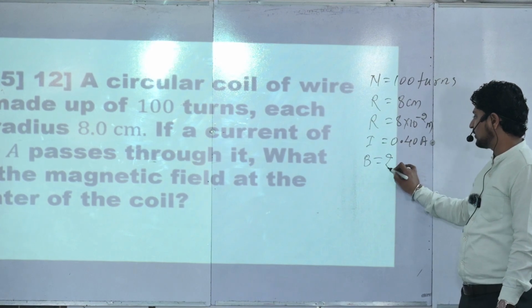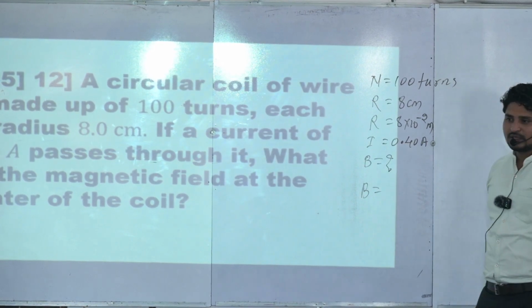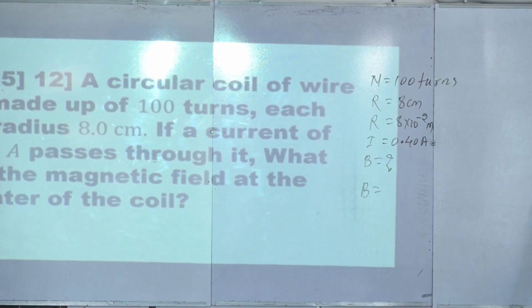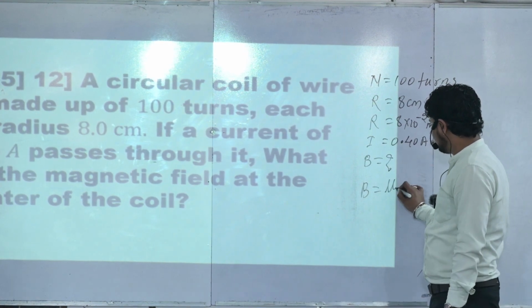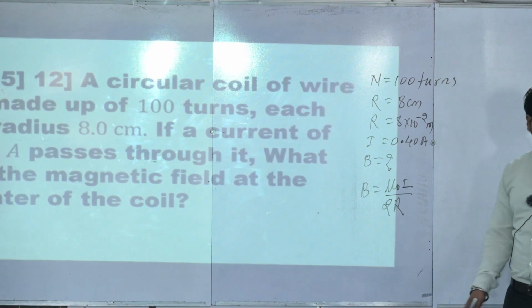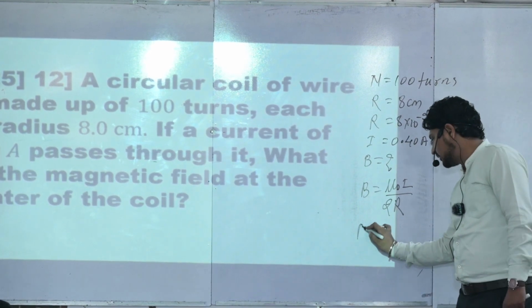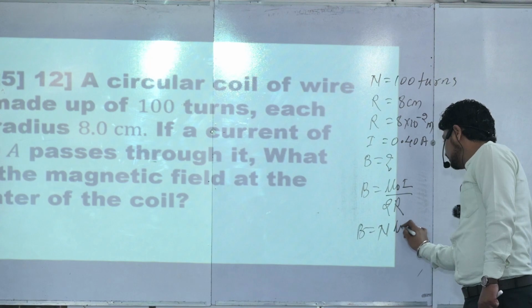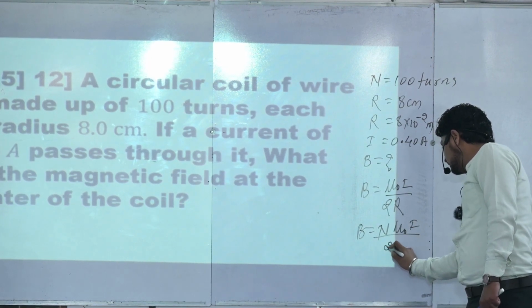So B you have to calculate, and the value of B is equal to, number of turns के लिए क्या होगा? Single turn, single loop के लिए क्या होता है? Mu naught into I divided by twice R. और number of turns के लिए कितना होता है? N से multiply हो जाएगा. So B is equal to कितना है? That is N mu naught I divided by twice R.